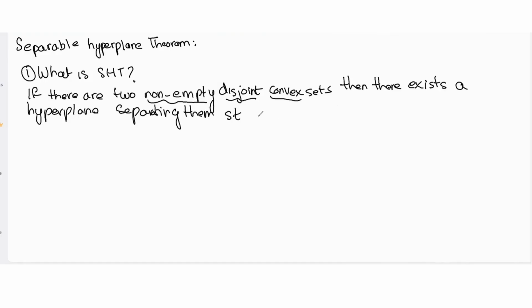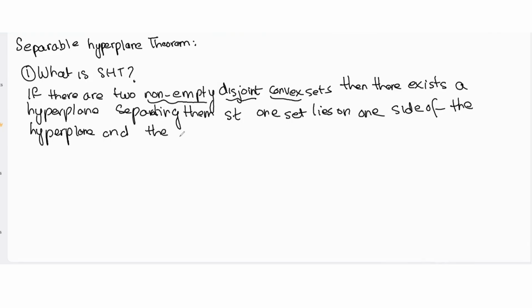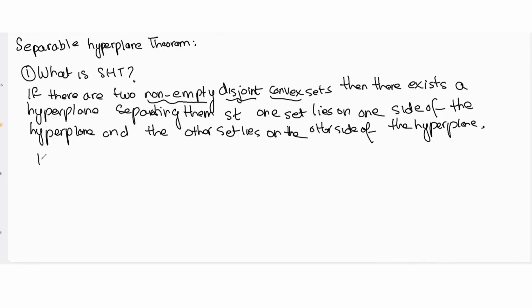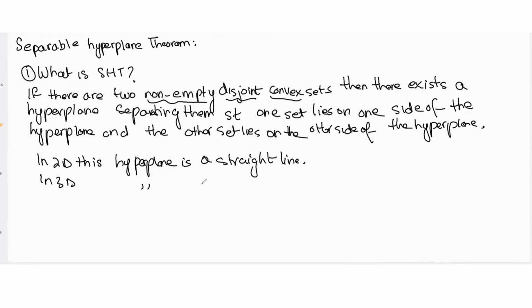A hyperplane separating them such that one set lies on one side of the hyperplane and the other set lies on the other side of the hyperplane. In 2D, this hyperplane will be a straight line in 2 dimensions. And in 3D, this hyperplane is a 2D plane. So this is what the separable hyperplane theorem is.